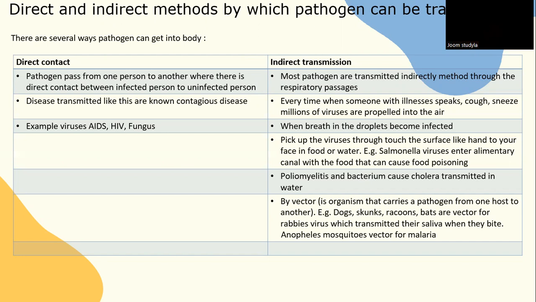Another example of indirect transmission is by a vector. A vector is an organism that carries a pathogen from one host to another. Dogs, skunks, raccoons and bats are vectors for the rabies virus, which is transmitted in their saliva when they bite. The Anopheles mosquito is a vector which can cause malaria.